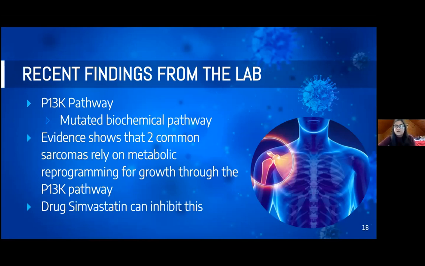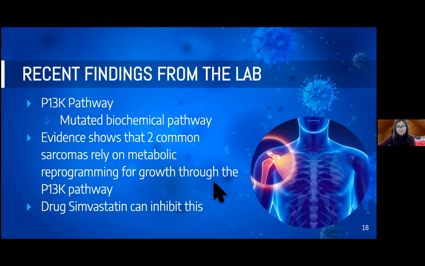And so recently our lab found something interesting on a biochemical pathway that's basically a series of reactions that happens within our body. So this pathway is called the PI3K biochemical pathway, and it drives glucose uptake and is frequently a mutated pathway in cancer. So what they found is that it showed through different cases that two common, really abrasive sarcomas actually rely on metabolic reprogramming, which is the ability of our cancer cells to alter their metabolism in order to support the increased energy requests due to continuous growth and growth through this pathway.